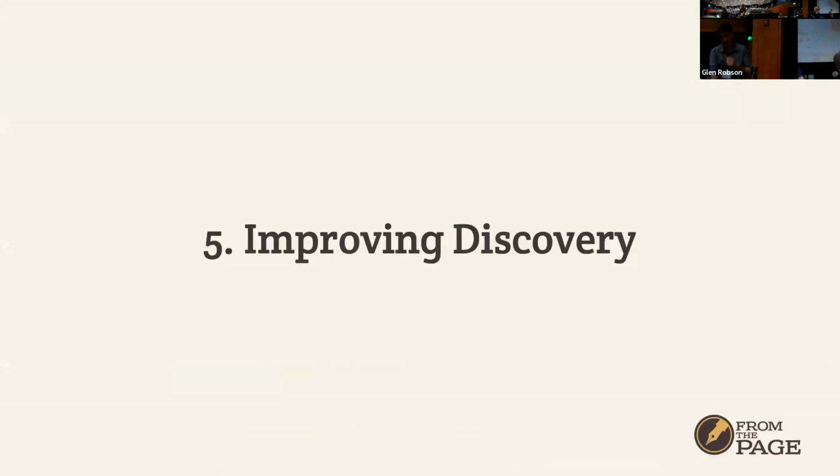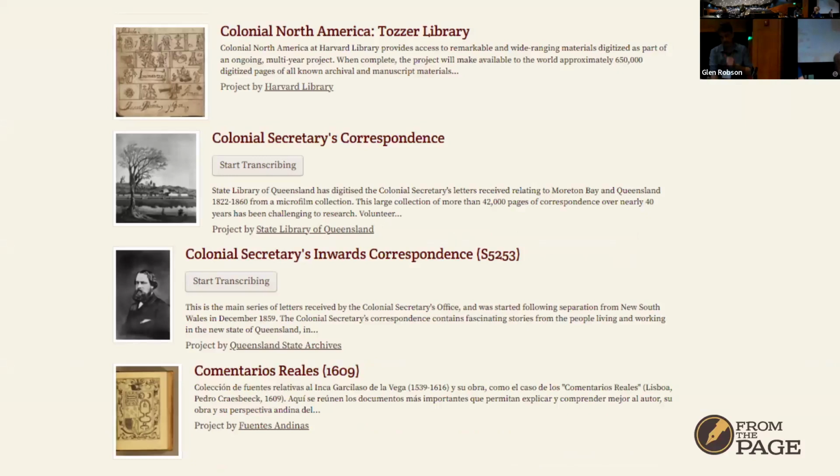So let's talk about improving discovery. This has never really been much of a focus for us at From the Page, but over the last couple of years, some volunteers have struggled to find projects that interest them. As you can see, an alphabetical list is not that great. We ran into the problem of needing to provide discovery on our crowdsourcing platform so people could find the things that they were into. But we had 1,000 collections and their descriptions, which is pretty rough.